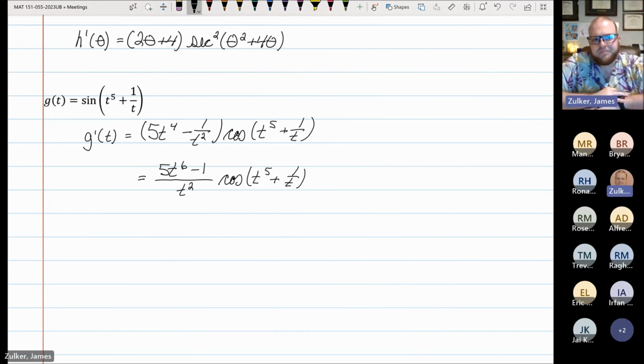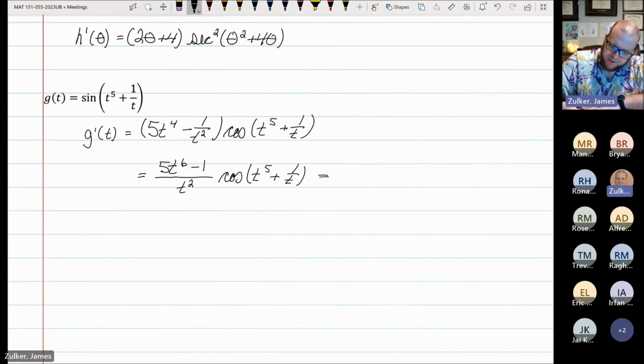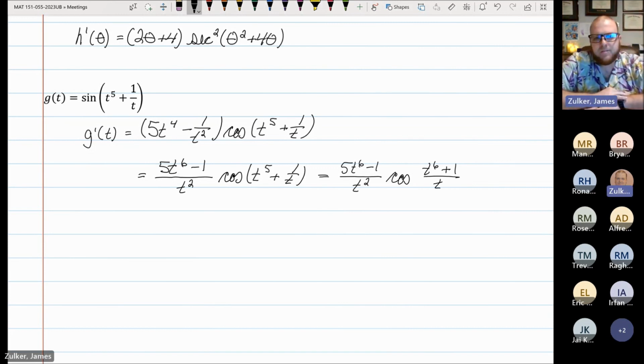And if you wanted to write it as a single fraction, you could also write what you're taking the cosine of as a single fraction. It doesn't matter, they're all the same.